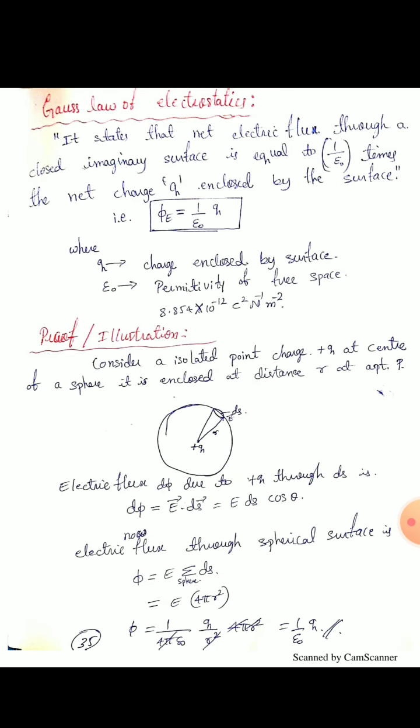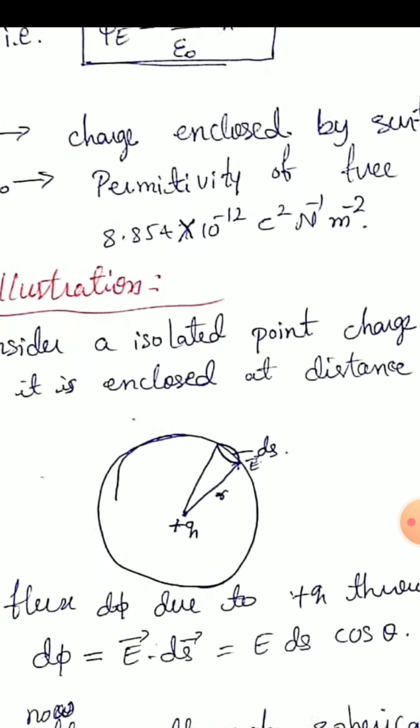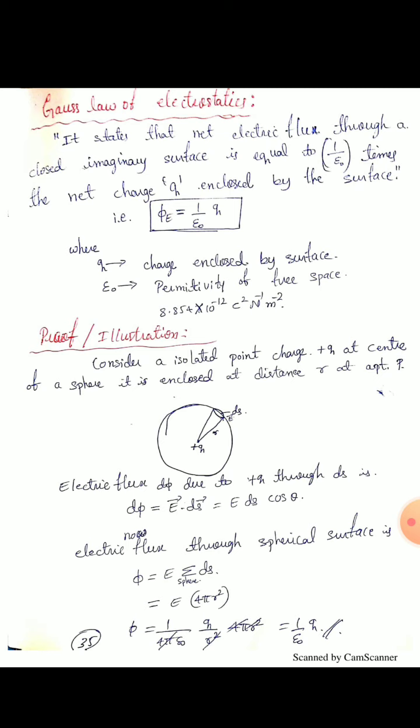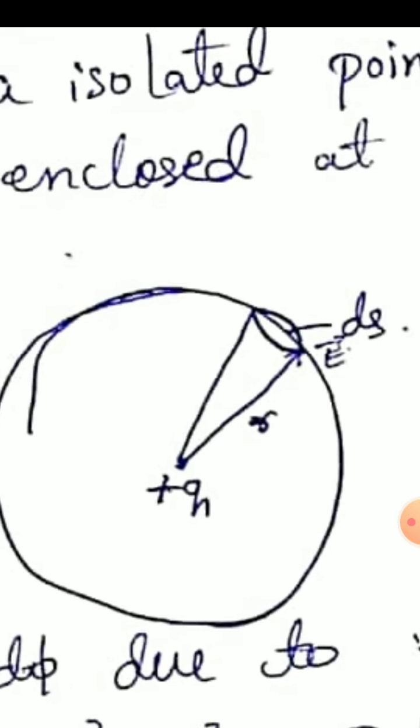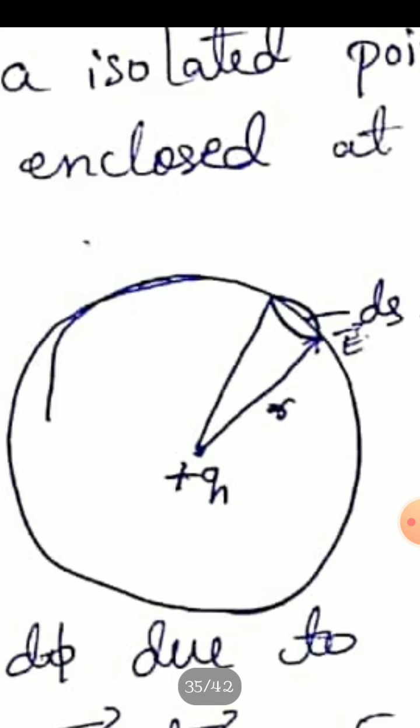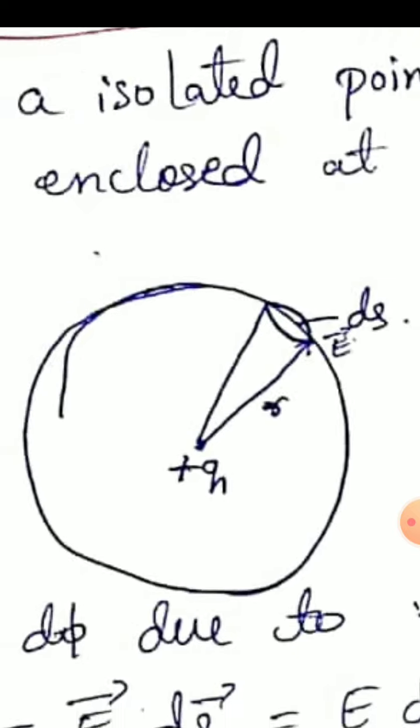Now, at the bottom I have given the proof of the Gauss law illustration. Consider an isolated point charge plus Q at the center of a sphere, enclosed at a distance r at a point P. Clearly look at the diagram. This is the enclosure surface. In that enclosure surface, at the center, we have plus Q charge, and around that we may go through linearly, or through surface area, or through the whole volume.